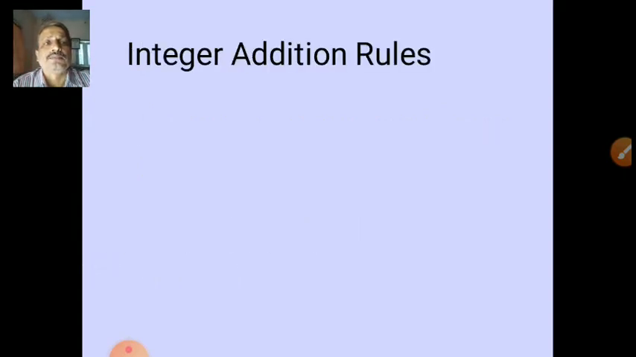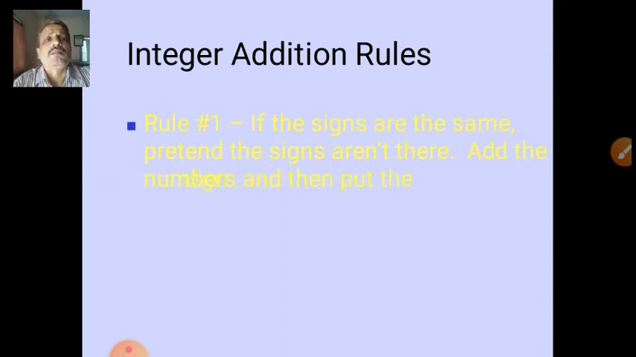Yes, 9. Integer addition rules. What are the rules for addition? Yes, same rule for natural numbers and whole numbers. See, rule number 1: if the signs are the same, pretend the signs aren't there. Add the numbers and then put the sign of the addends in front of your answer. If positive, then positive. Negatives, negative only.